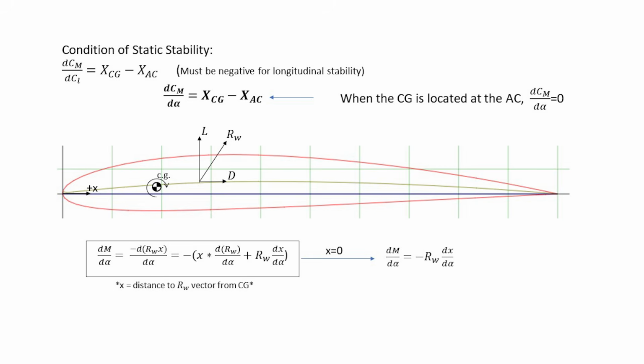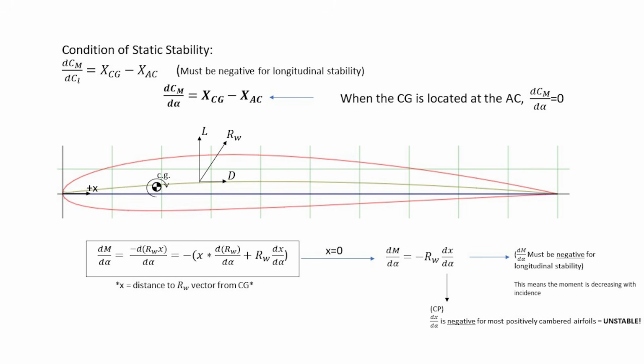Now remember that for restorative stability, we want negative or nose-heavy pitching moments. So with this equation, longitudinal stability depends on the sign of dx over d-alpha, and the margin of this stability depends on its magnitude. If you really think about it, the right side of this equation just represents the travel of the center of pressure of the airfoil as alpha increases. Now as the CP moves forward, the dx d-alpha term turns negative, and the dM d-alpha becomes positive, which is not stable. For positive static stability of this airfoil, the CP movement should be aft.